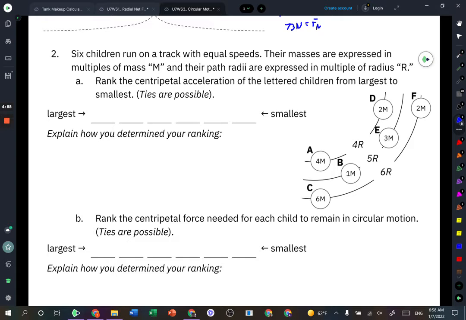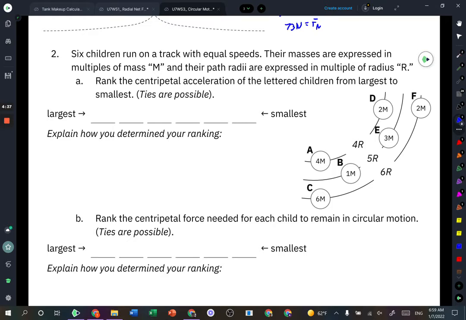So this is going to be for Unit 7, Worksheet 3, Circular Motion Examples. The second problem has a scenario of 6 children running on a track with equal speeds. Their masses are expressed in multiples of mass with a capital M, and their path radii are expressed in multiples of radius with a capital R.